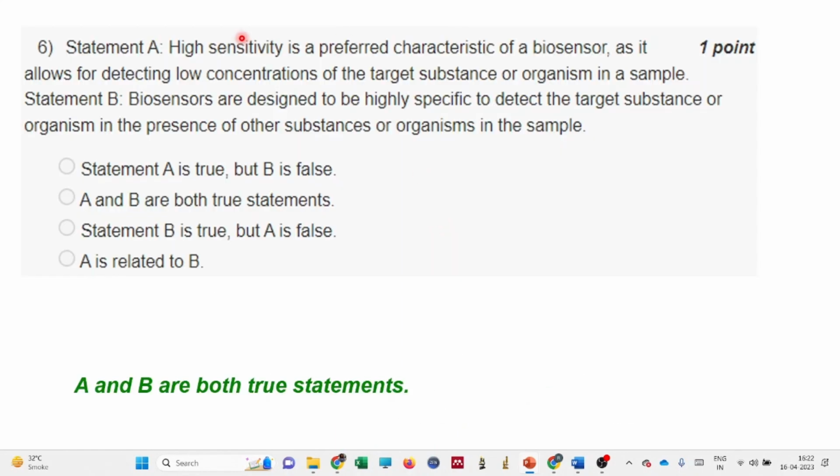So yes, the first statement is true, because high sensitivity is definitely a very critical characteristic for a biosensor, as it enables the detection of low concentrations of the target substance or organism in a sample.